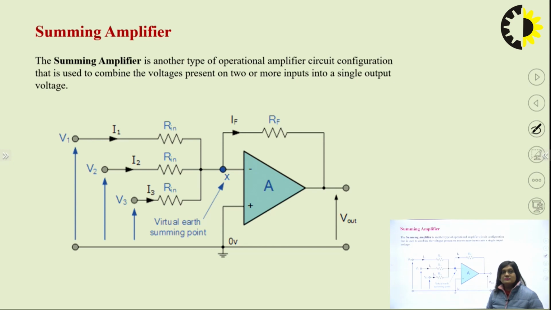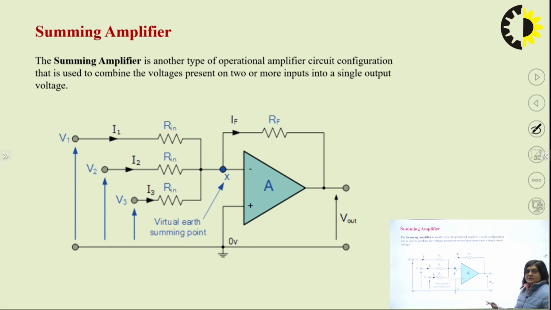This is another type of Opamp amplifier configuration that is used to combine the voltage present on 2 or more inputs into a single output voltage. Here we can see the positive terminal is grounded and the negative terminal is given the supplies V1, V2 and V3.